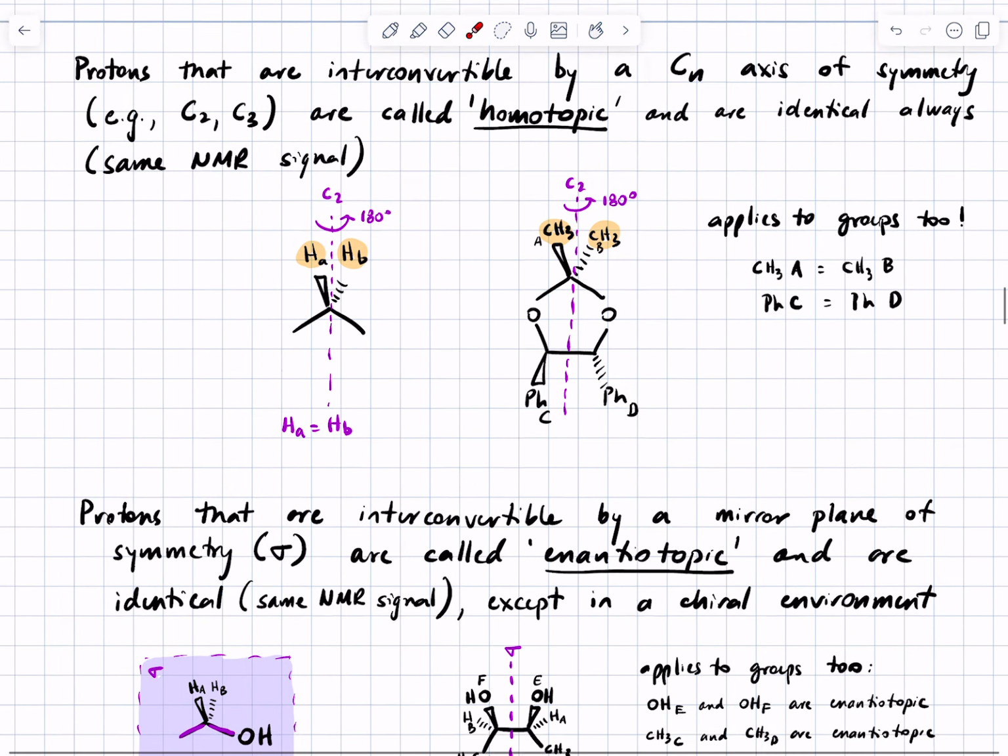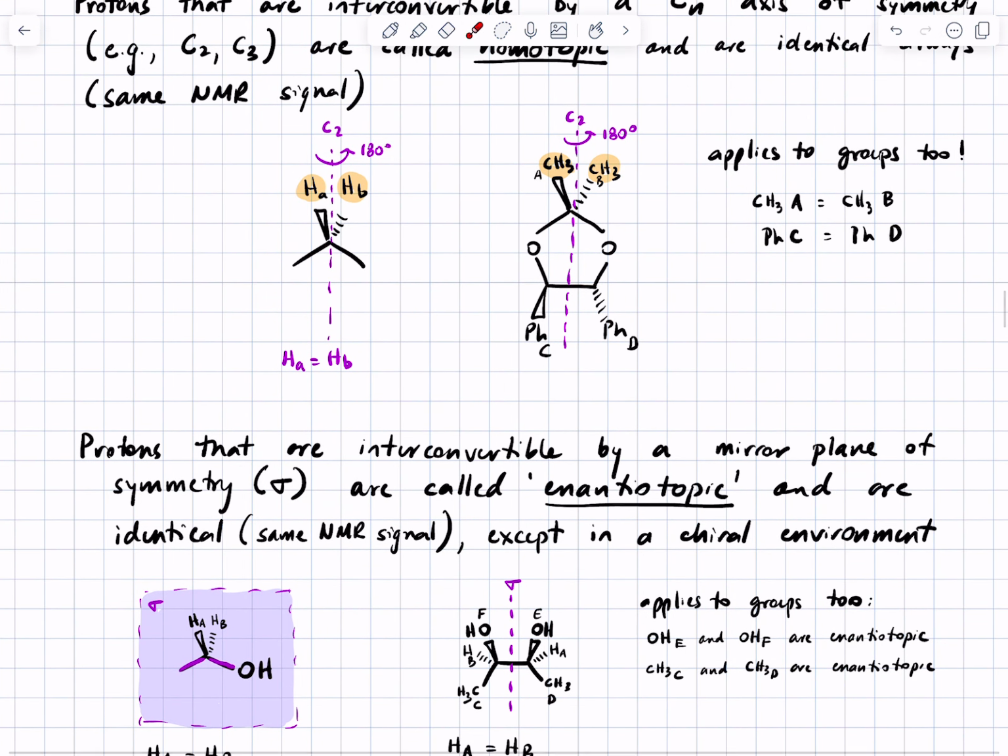So protons that are interconvertible by a mirror plane, not a rotational axis, but a mirror plane, are what we call enantiotopic. You hear that term, enantio? It sounds like enantiomer. That's not a coincidence. Enantiomer refers to two molecules that are mirror images of each other. Enantiotopic groups are two groups that are mirror images of each other. Enantiotopic groups are identical except in a chiral environment.